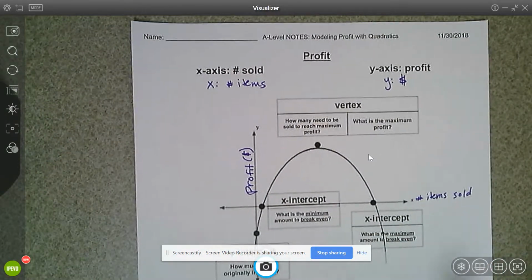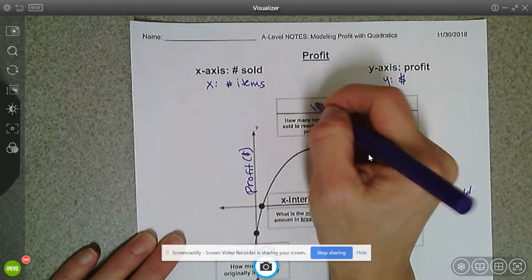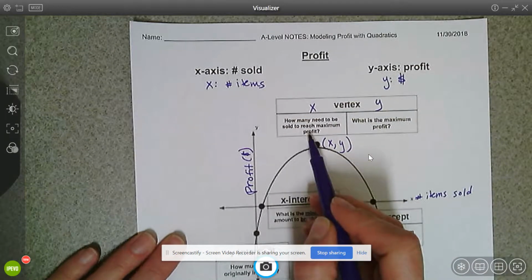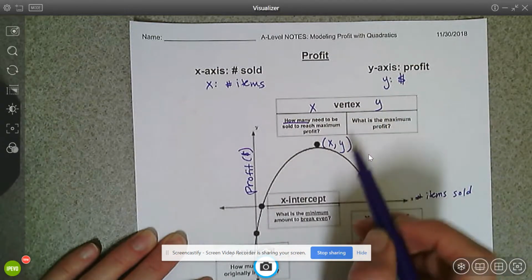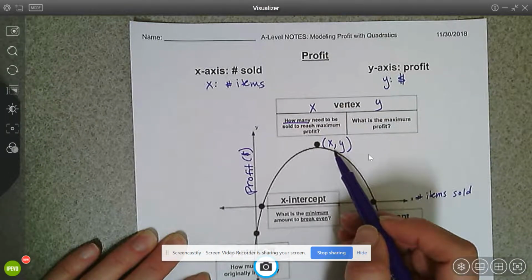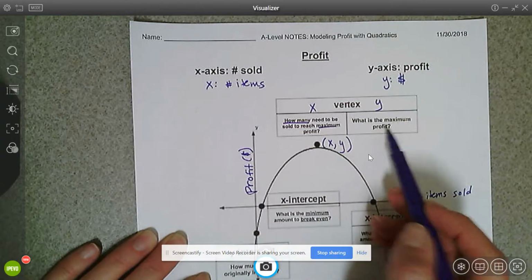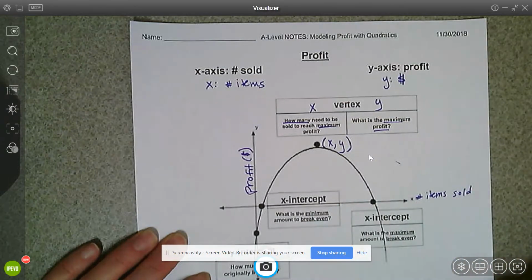So let's talk about the information we can find from our graph. When we look at our vertex, which is (x, y), the x value will tell you how many you need to sell of something in order to make a profit. So the number of items you need to sell in order to reach a maximum profit. And the y value will actually tell you that maximum profit, the maximum amount of money you can make.